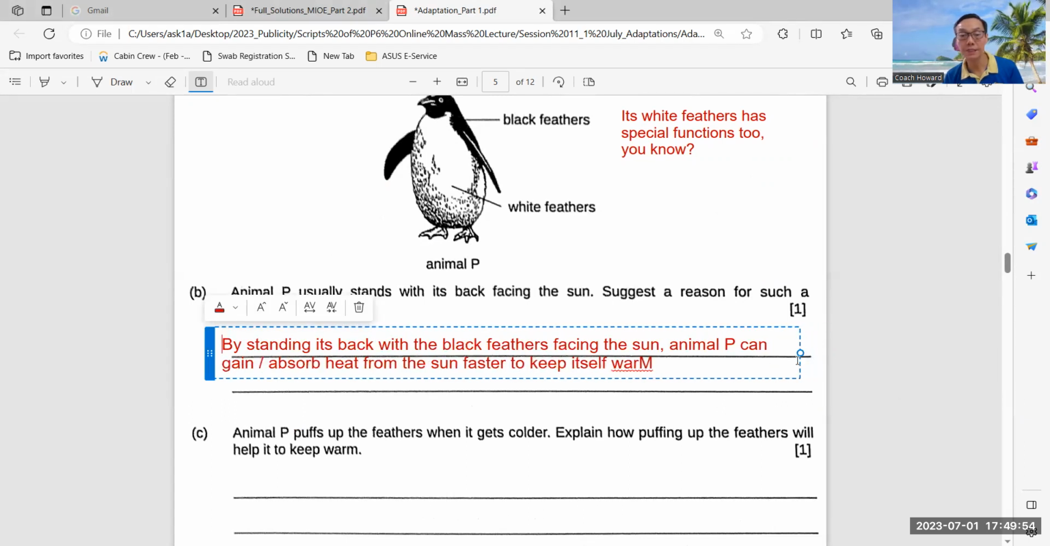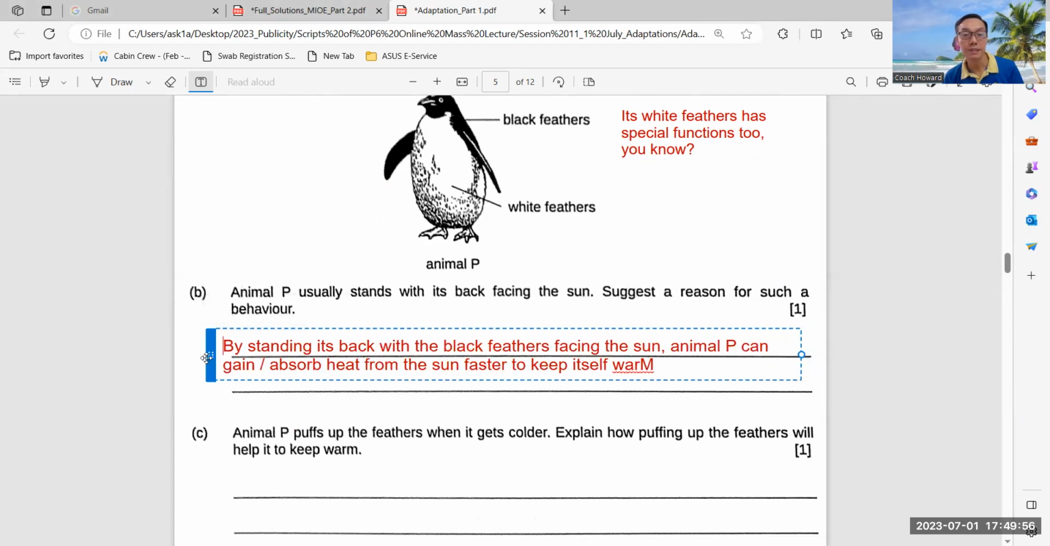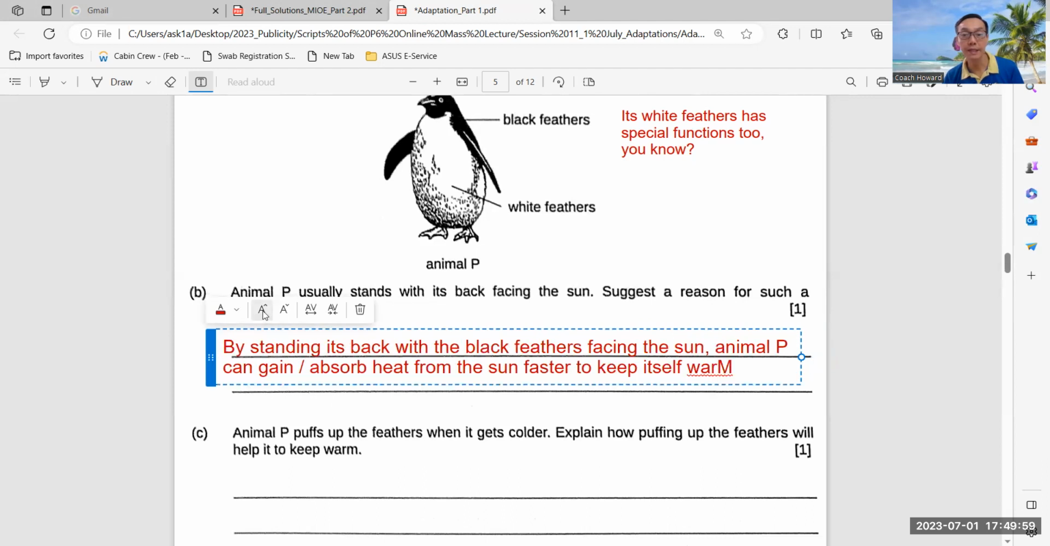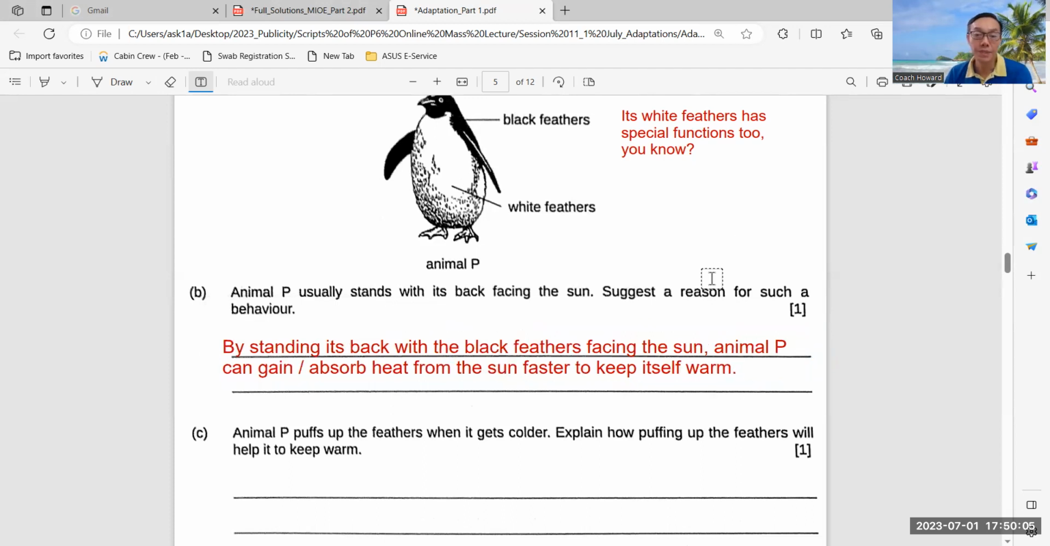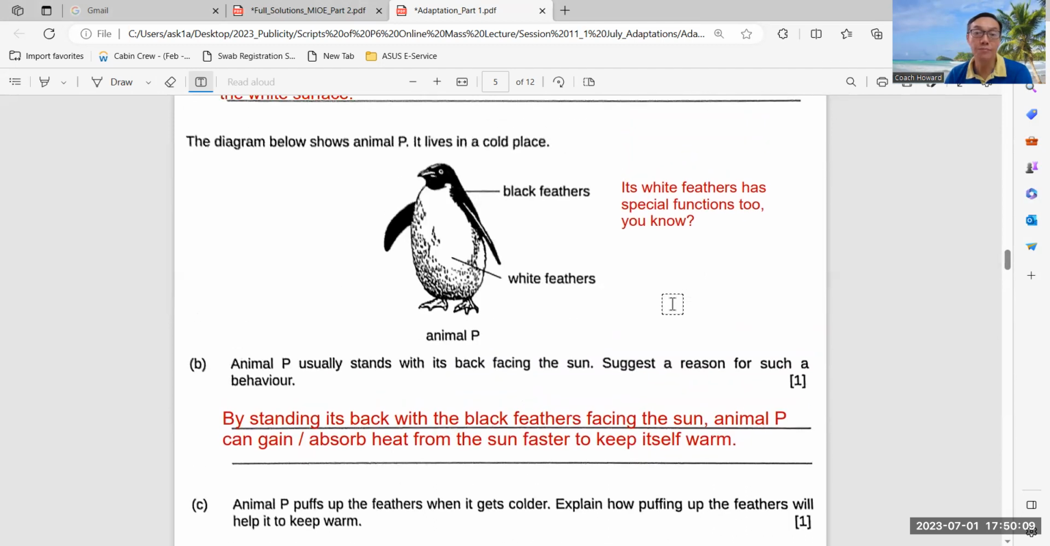So this is the answer. Standing with its back facing the sun, animal P can gain or absorb heat faster to keep itself warm.